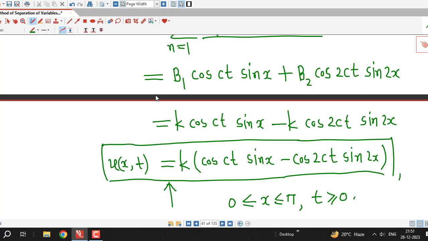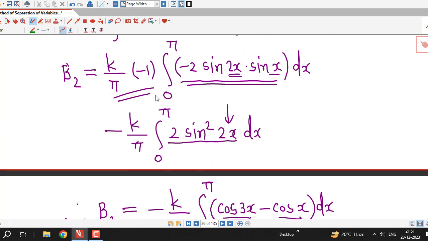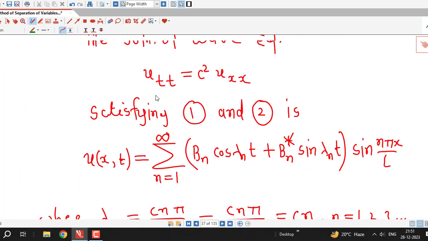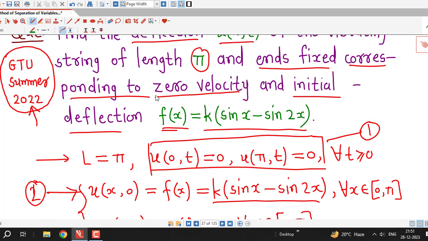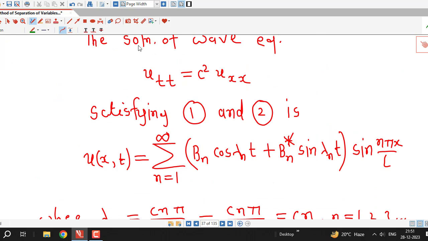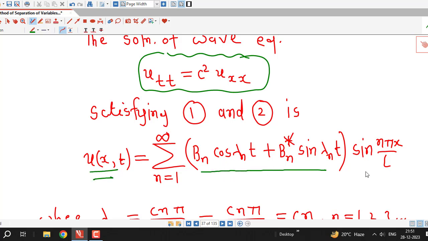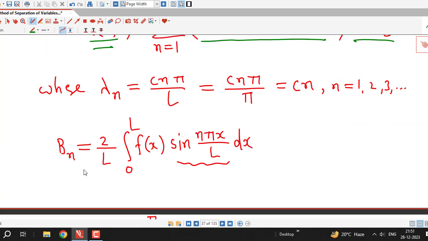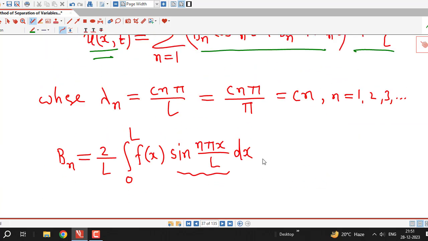So in this way we can easily answer this type of problems, provided we remember this formula for the solution of the wave equation satisfying these boundary and initial conditions. So always remember that the solution of this wave equation in this form satisfying those boundary and initial conditions is given by this formula, where this lambda n, bn and bn star are given by respective formulas.